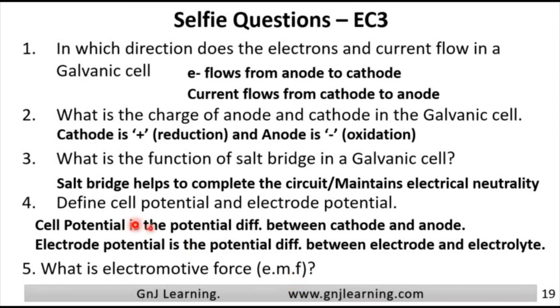Electromotive force is nothing but the cell potential, the potential difference between cathode and anode, but when no current is flowing through the circuit. You have to add that also. So it's the potential difference between cathode and anode, but when there is no current flowing through the circuit. Okay, study well.